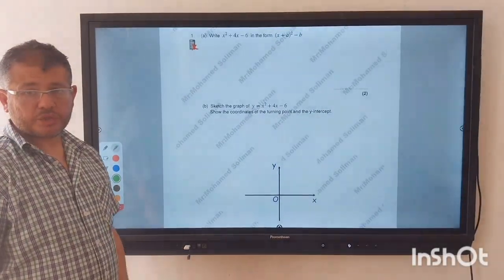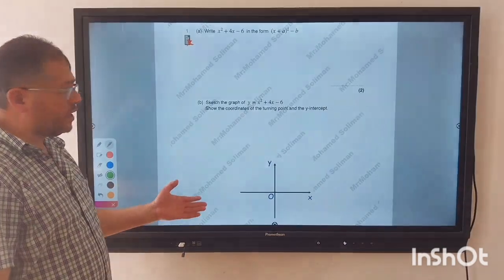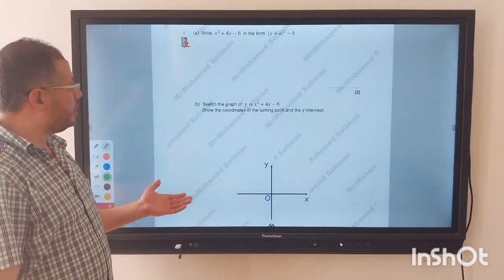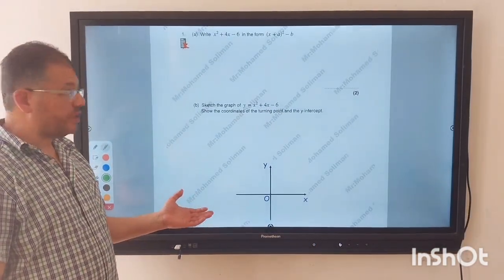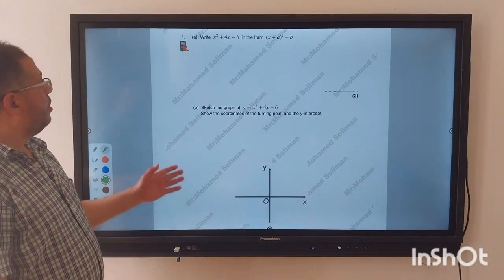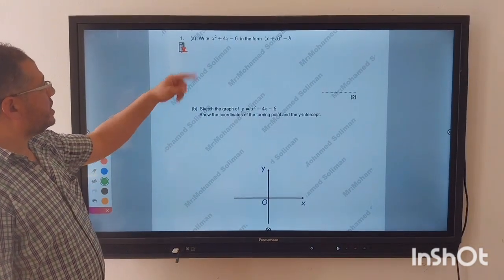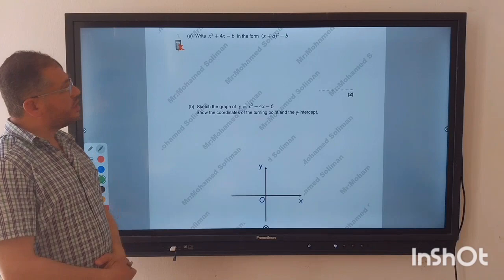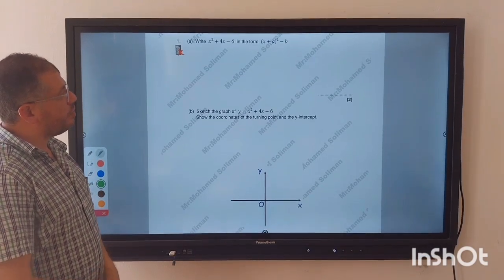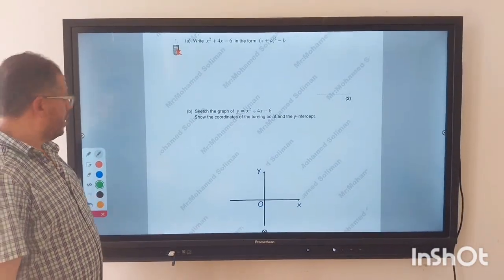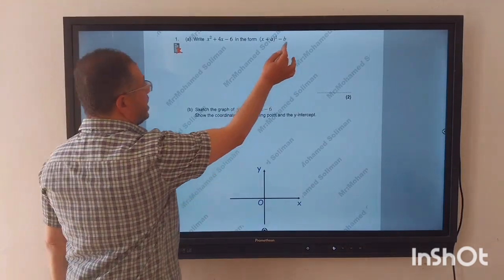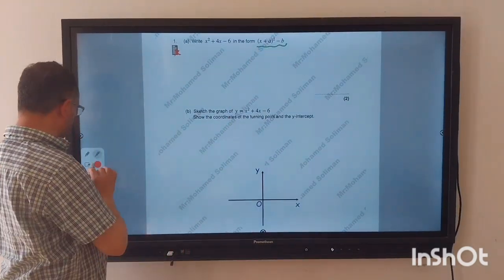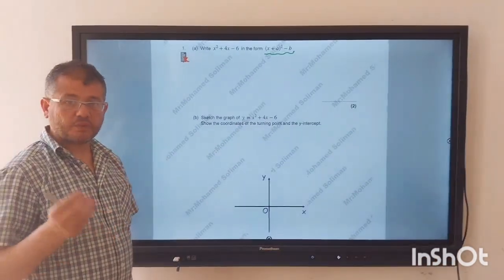Now we have another question. This is an application of how I can sketch the quadratic equation using completing the square. The question asked me here, write x² plus 4x minus 6 in the form (x plus a)² minus b. I told you before, when you see something like this, it means completing the square. So I have to follow the 3 steps that we had before.